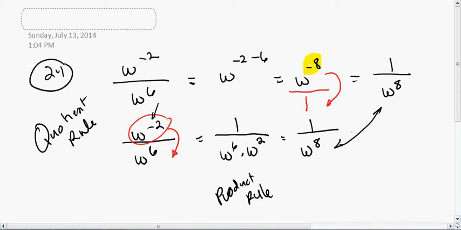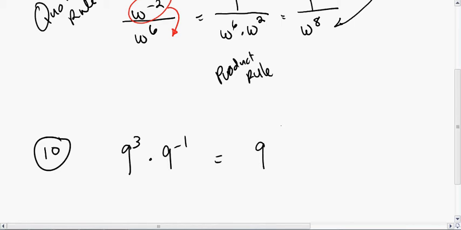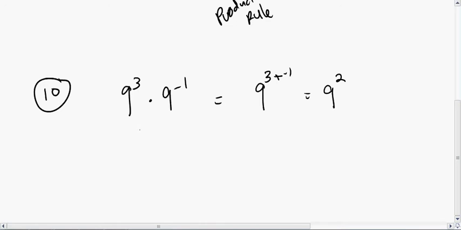Let's try another one. What about number, let's do number 10. So number 10 is 9 cubed times 9 to the negative 1. We'll start off using the product rule. Let's just go ahead and add our exponents together. So 9 cubed is 9 to the 3 plus a negative 1, which is just going to be 9 squared. So that's one way to think about it, right? Just using product rules. But I could also use negative exponent rules.